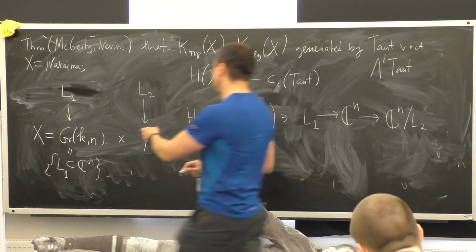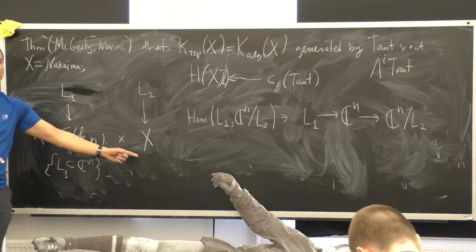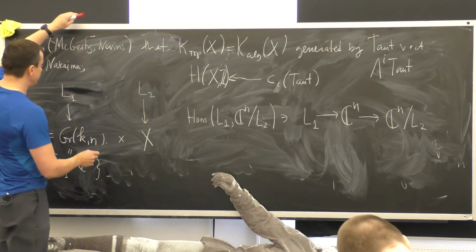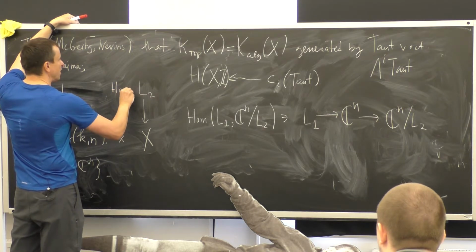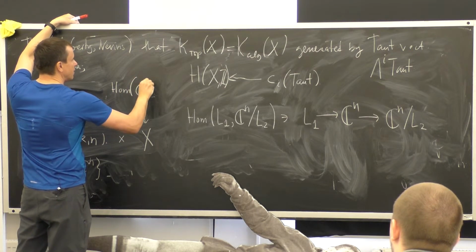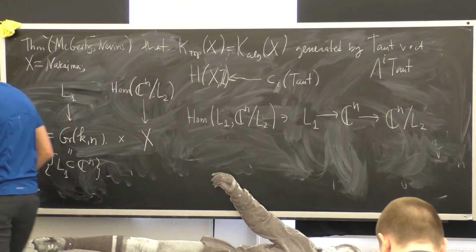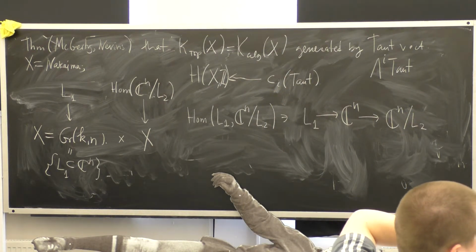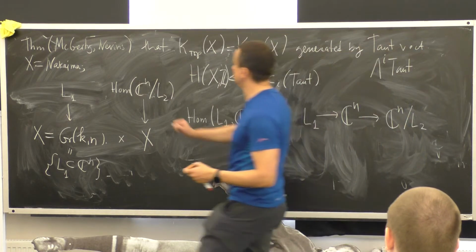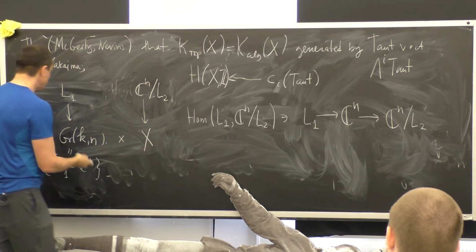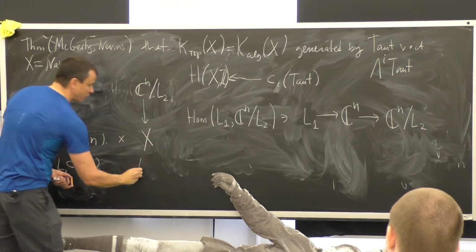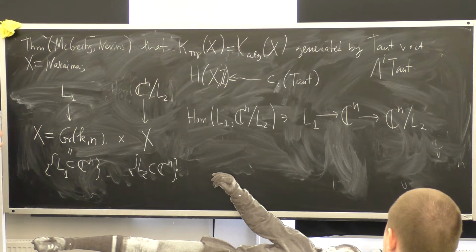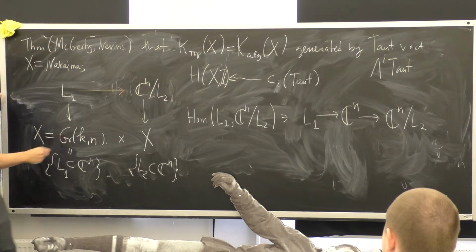X is just the Grassmannian, and that is another X, another copy of the same X. So over this product, there's a tautological section of the Hom from this to Cn mod L2. This is L1, a point, and this is a point called L2. That makes sense? So then there is a canonical map.